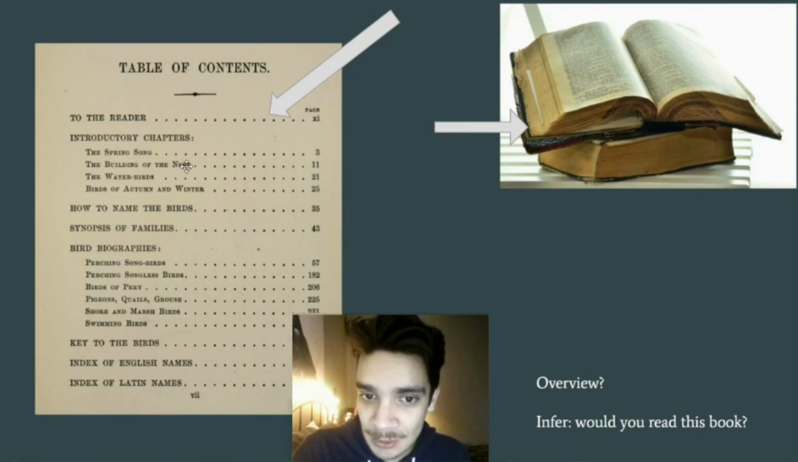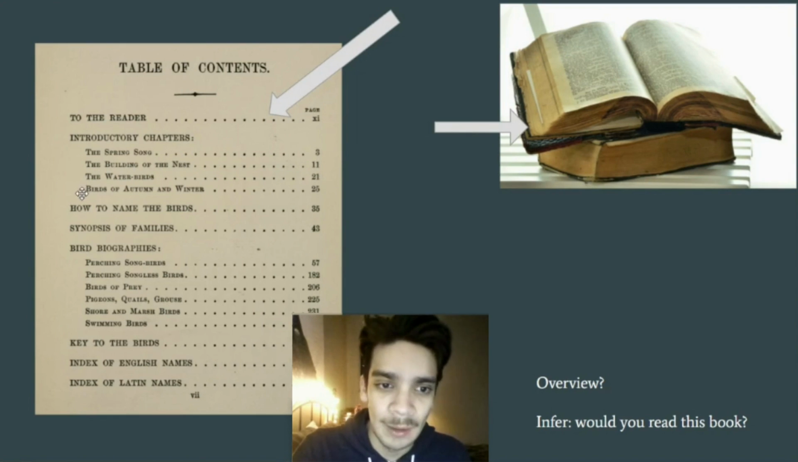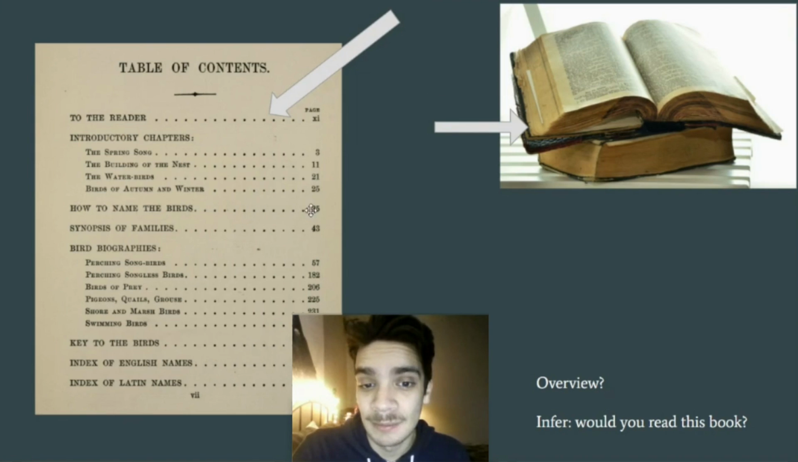The Water Birds, page 21. Birds of Autumn and Winter, page 25. How to Name the Birds, page 35. Synopsis of Families, page 43. And so forth, with bird biographies, key to the birds, index of English names, and index of Latin names.